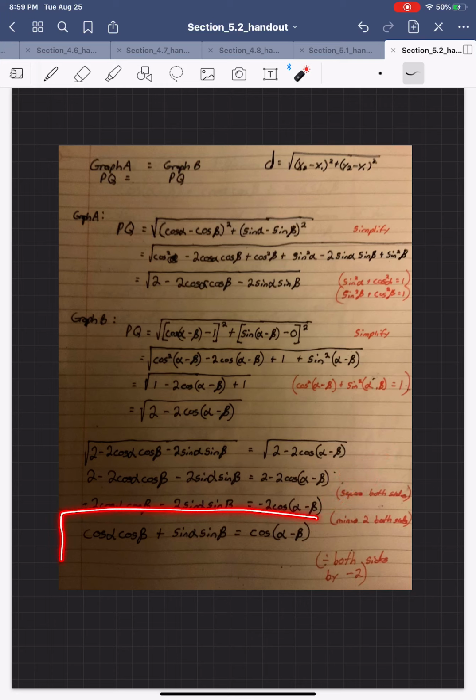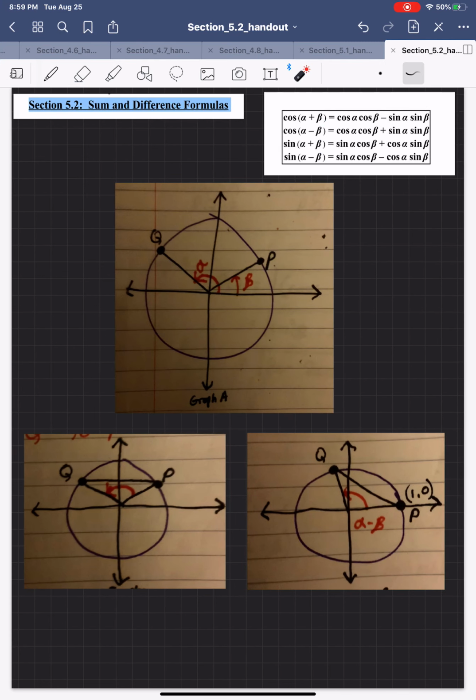And now take a look at what I have here. Cosine of alpha minus beta is equal to cosine of alpha times cosine of beta plus sine of alpha times sine of beta. This is exactly what you have with one of these distance formulas. So that's where they come from.